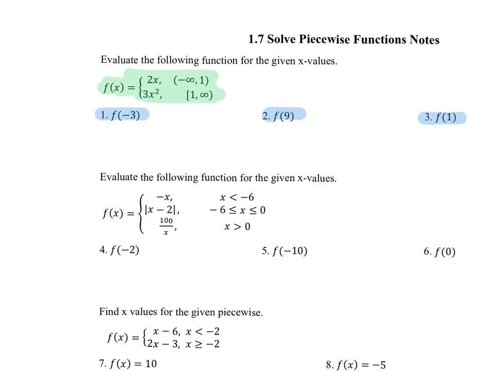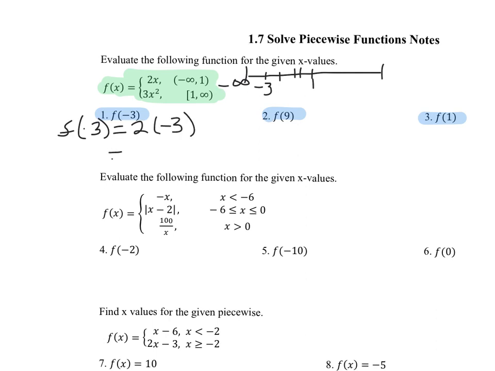Looking at this first one, -3, we'll notice that is going to be between -infinity and 1, because if you look at a number line, think about that for a second. If we have 1 right here, it looks like -3 would be to the left of it, somewhere over here. And so this is going to be between our -infinity and 1. Which equation does that talk about? That talks about the 2x. So that means I'm going to plug my -3 into my 2x equation. Now, what is 2 times -3? That's going to give me -6, and that is going to be my answer.